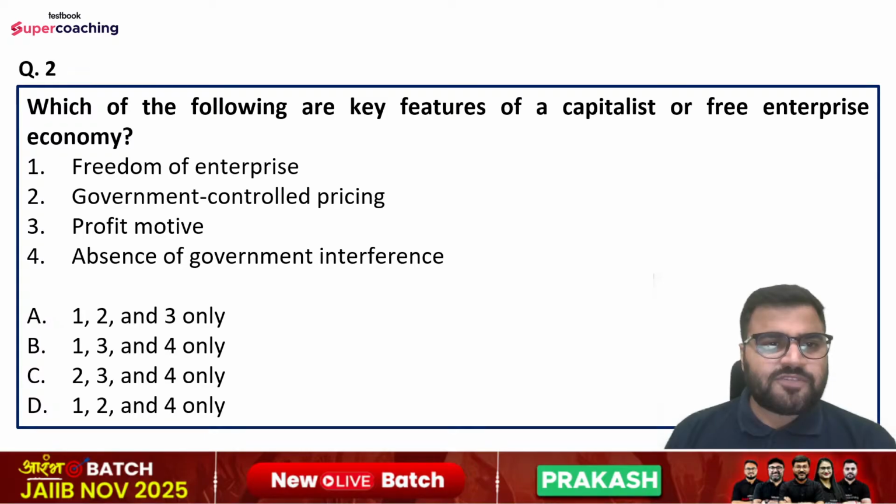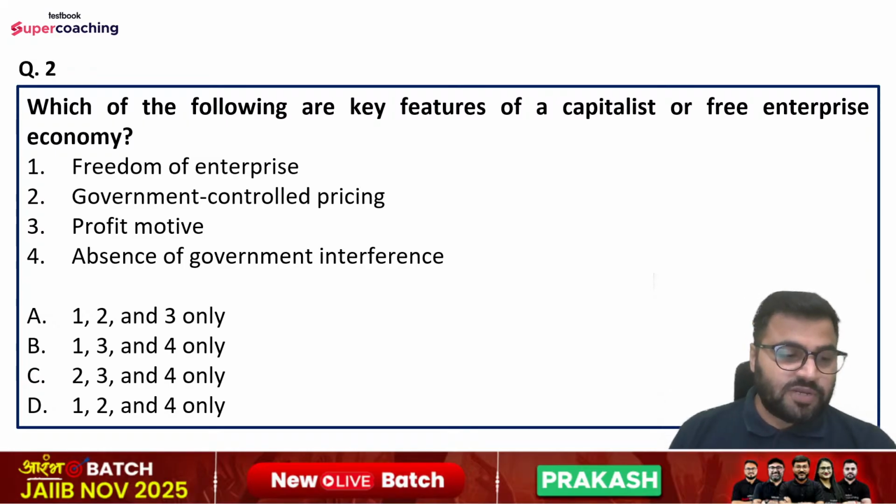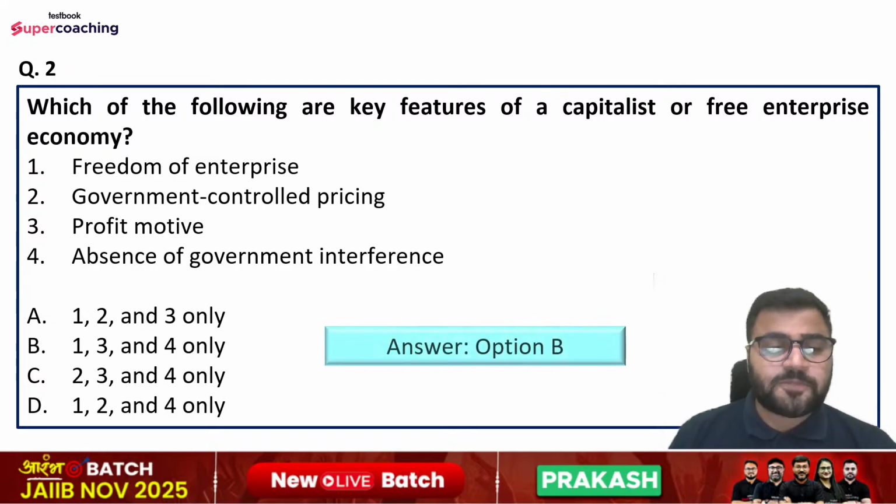Question number second is, which of the following are the key features of a capitalist or free enterprise economy? Statements are: freedom of enterprise, government controlled pricing, profit motive, absence of government interference. Options are 1, 2, and 3 only; 1, 3, and 4 only; 2, 3, and 4 only; or first, second, and fourth only. So right answer is option number B here, that is 1, 3, and 4 only.